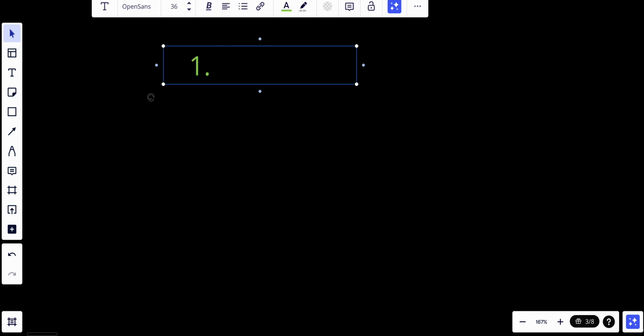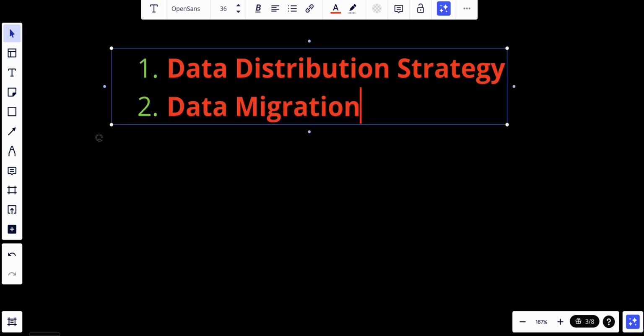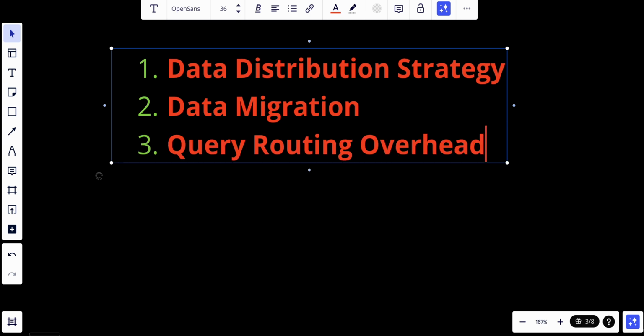The first thing that I could talk about is the data distribution strategy. Choosing the right sharding strategy based on your application's requirements and access patterns is quite critical, it's important. We have data migration. Moving data between shards or redistributing data as the dataset grows can be quite complex and resource intensive. Also, we have the overhead of query routing. The query router introduces some overhead in routing queries to the correct shard. This overhead should be minimized to maintain optimal performance.